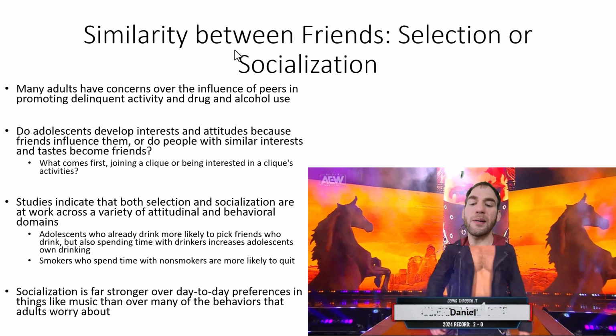Study indicates that both selection and socialization are at work across a variety of attitudinal and behavioral domains. For example, adolescents who already drink are more likely to pick friends who drink, but also spending time with drinkers increases adolescents' own drinking. Smokers who spend time with non-smokers are more likely to quit. Socialization is believed to be far stronger over day-to-day preferences and things like music than over behaviors that adults worry about.